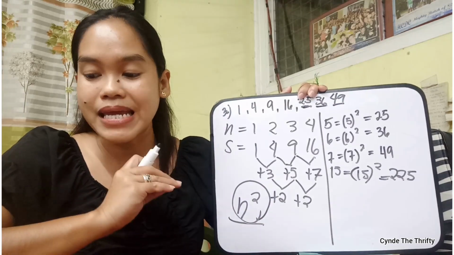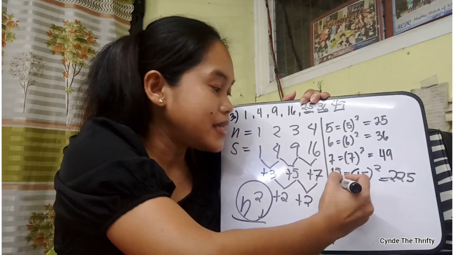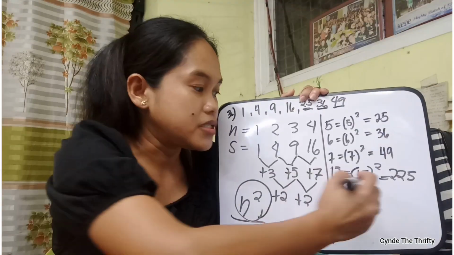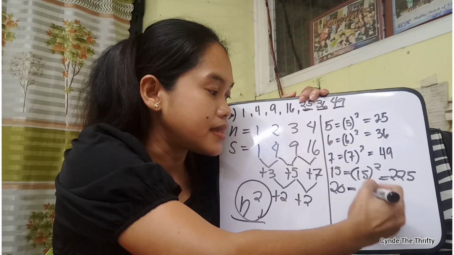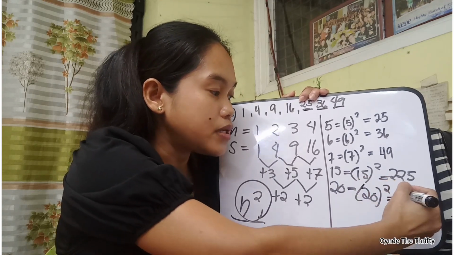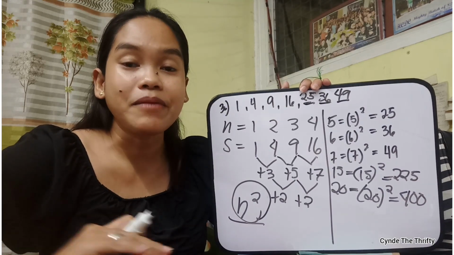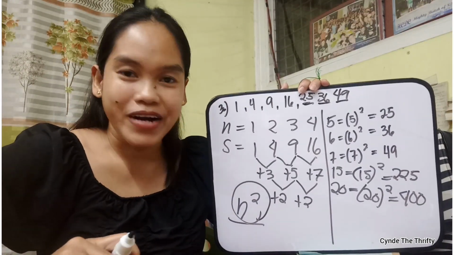How about the 20th term? So, 20th term. Pang ilang term yung hinahanap natin? 20. So, si n, i-replace natin ng 20. So, 20 squared is equal to 20 times 20 equals 400. So, ibig sabihin, ang pang 20th term natin is 400.